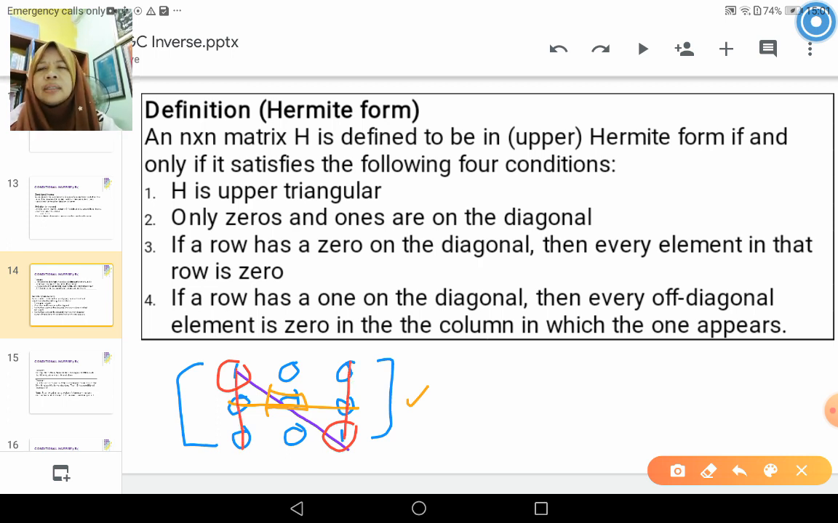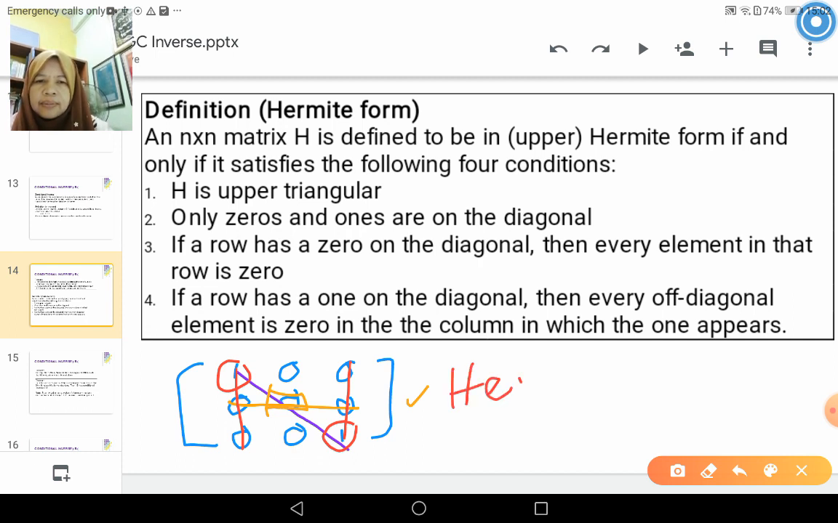So this matrix is in the Hermite form. Do you understand? So this is Hermite form.